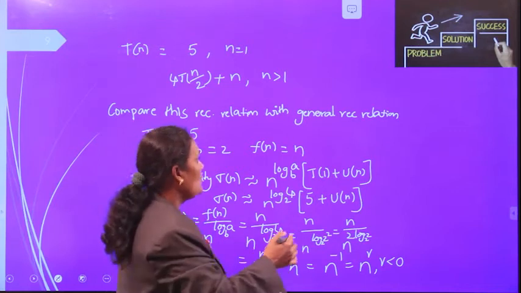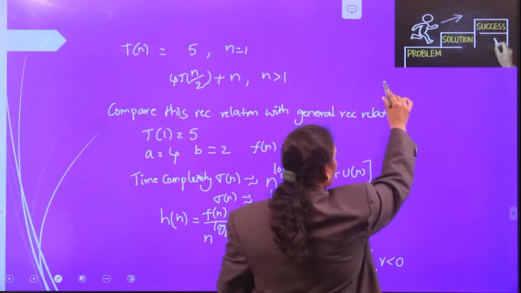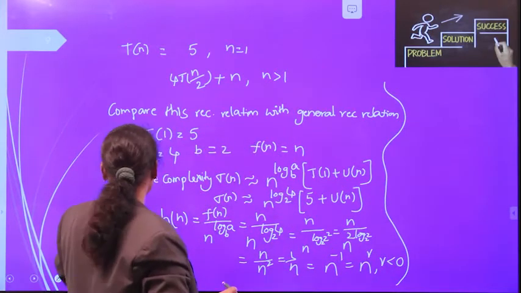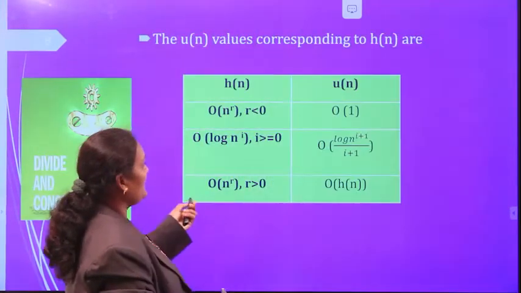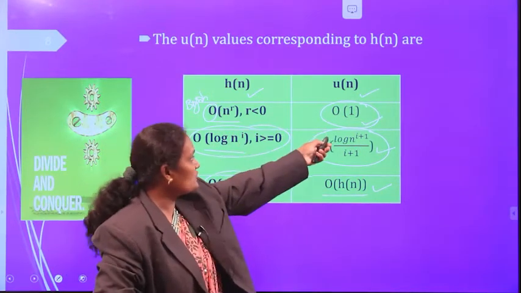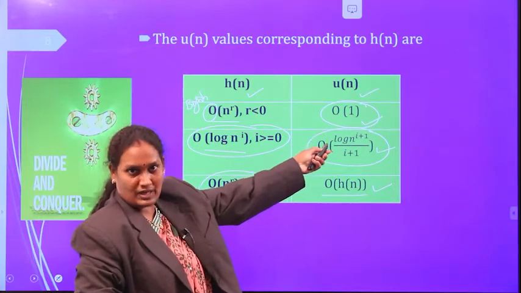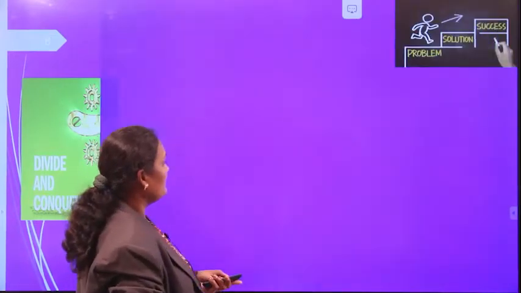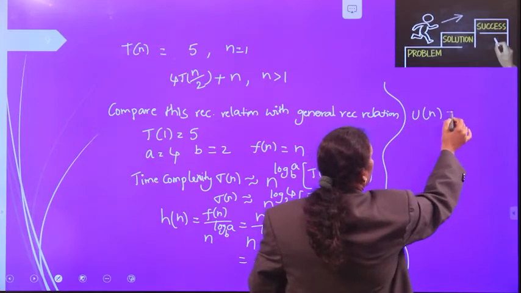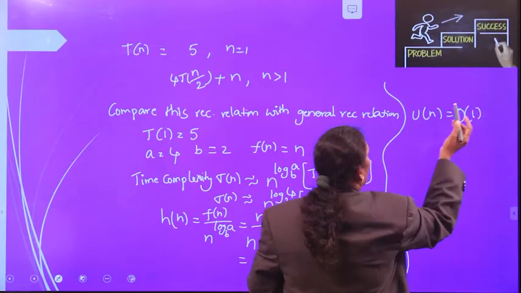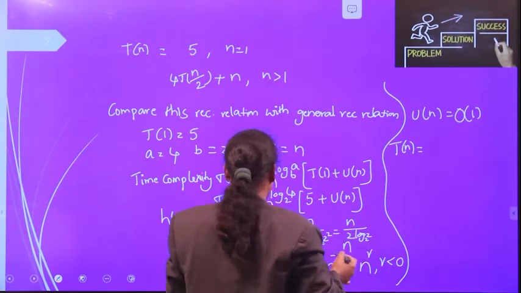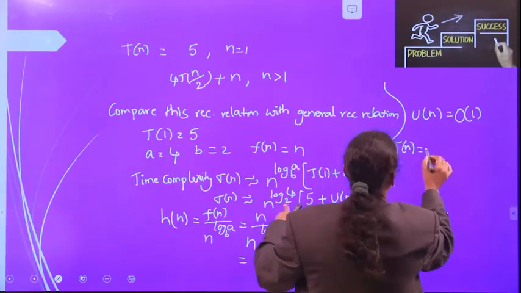Now in this case, what becomes the corresponding value of u of n? Let us see the table that we have explained. n power r, r less than 0. In that case, u of n is big O of 1. So the u of n value becomes big O of 1. Now the time complexity T of n is equal to, in the same way here also we are simplifying.